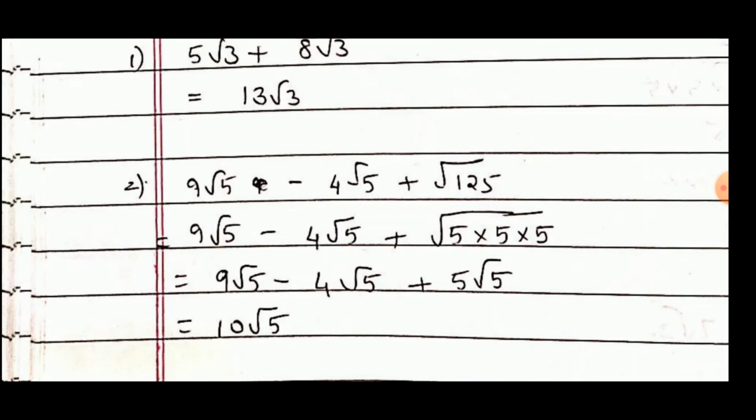So now square root of 125, write down in a simplified form. 5 into 5 into 5. Take out 5 outside, and inside you will get root 5. Now 9 minus 4 is 5. 5 plus 5 is 10. So 10 root 5.